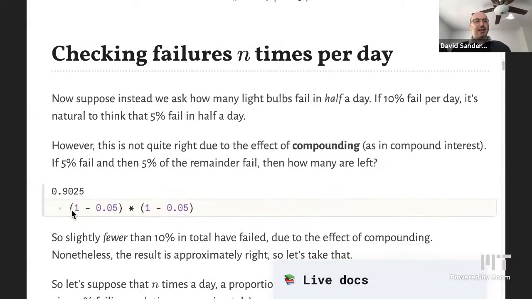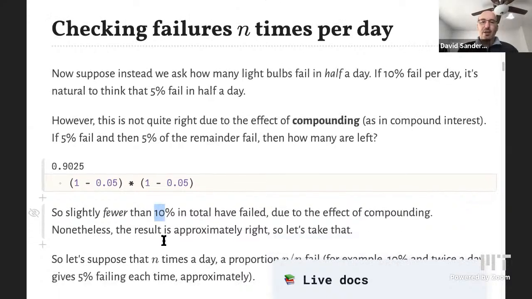You can actually do that calculation easily. So 5% fail, we're left with 1 minus 0.05, or 95%, and then we have 5% of those failing. Then the result is that the total number that we have left is 0.9025. So that's slightly more than 90%. So slightly fewer have actually failed than the 10% we were looking for. And that's due to this compounding effect that we're taking a percentage of a percentage. But it's actually pretty close to 90%.